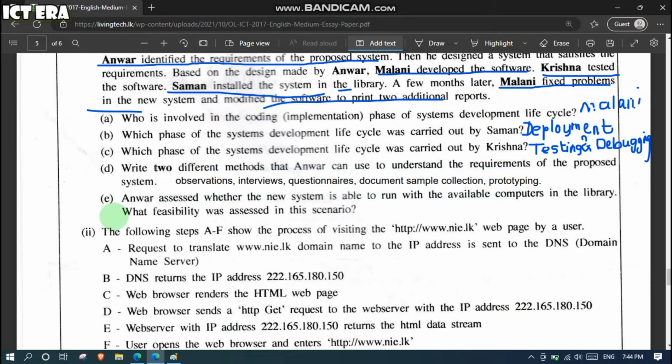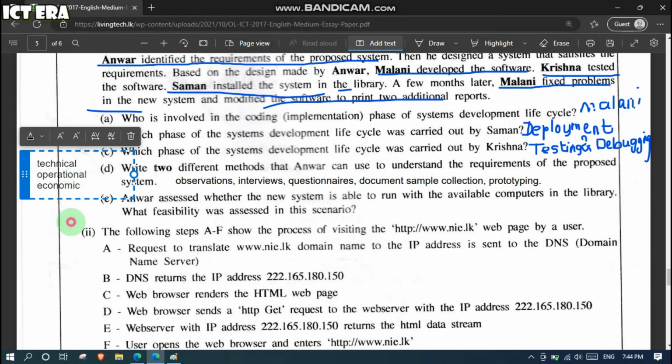Anwar assessed whether the new system is able to run with the available computers in the library. What feasibility was assessed in the scenario? So there are 3 types of feasibilities. First one is technical, then next one is operational, then next one is economic.